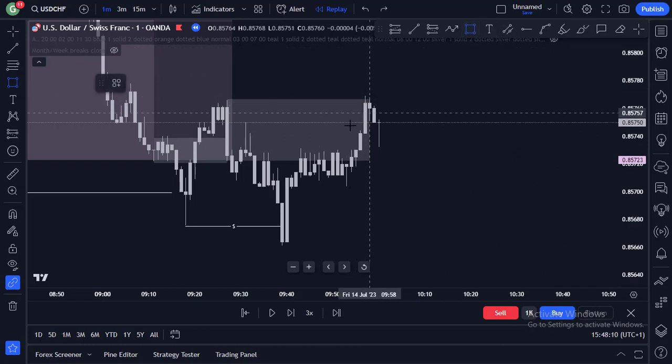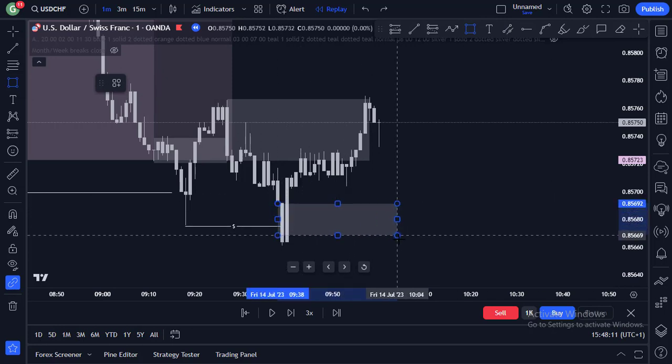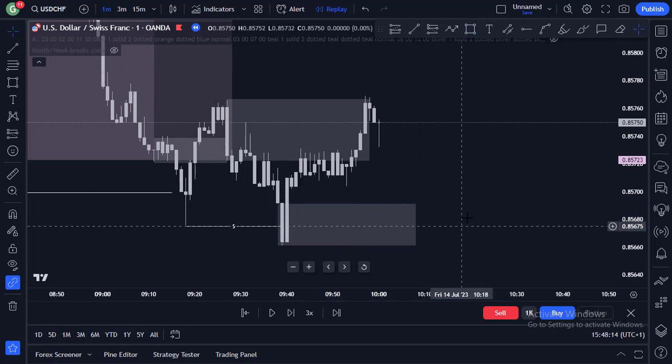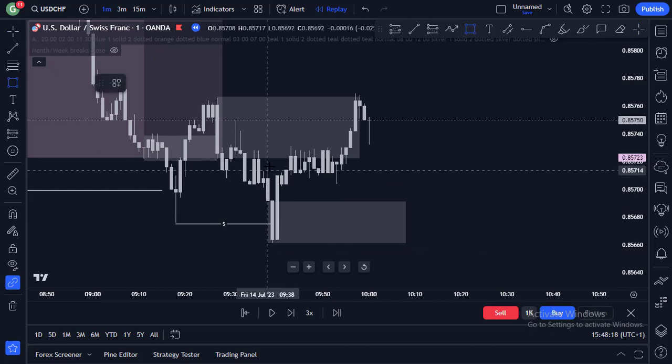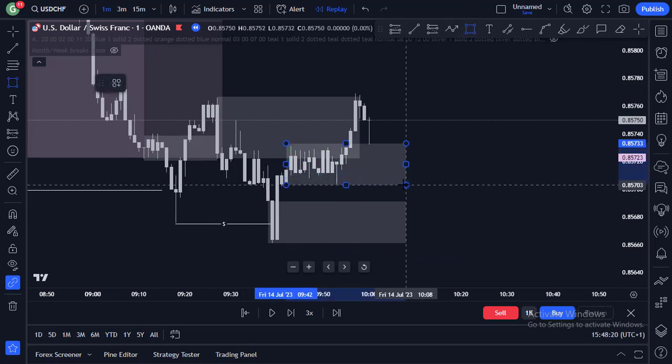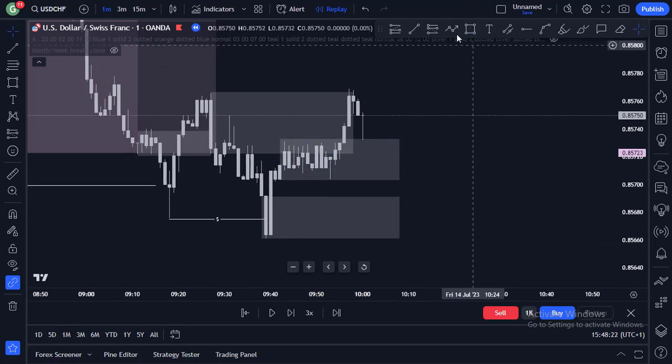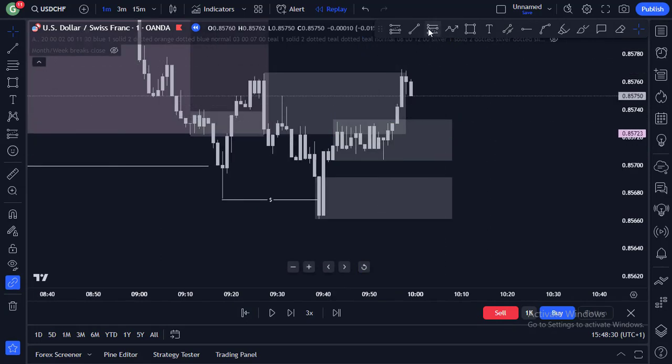So I'm going to look for an entry right here. Now there are two ways to take this. This is one entry. This is another entry. So this is supply turn demand. So what I'm going to do is place two entries. Let me quickly take this price back.